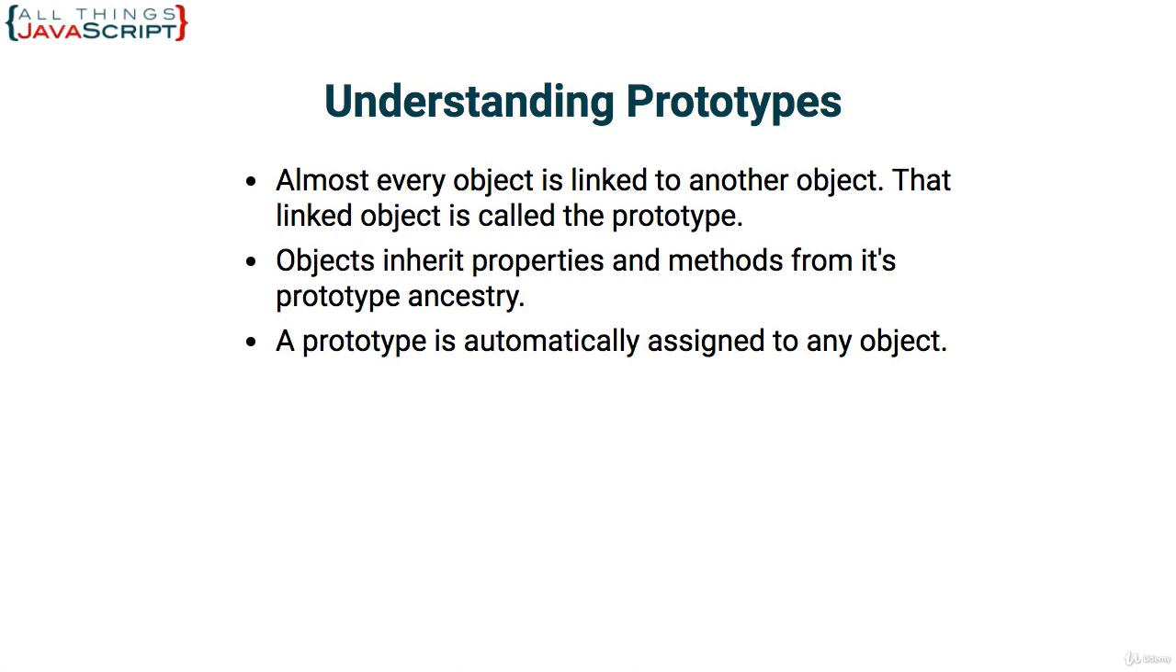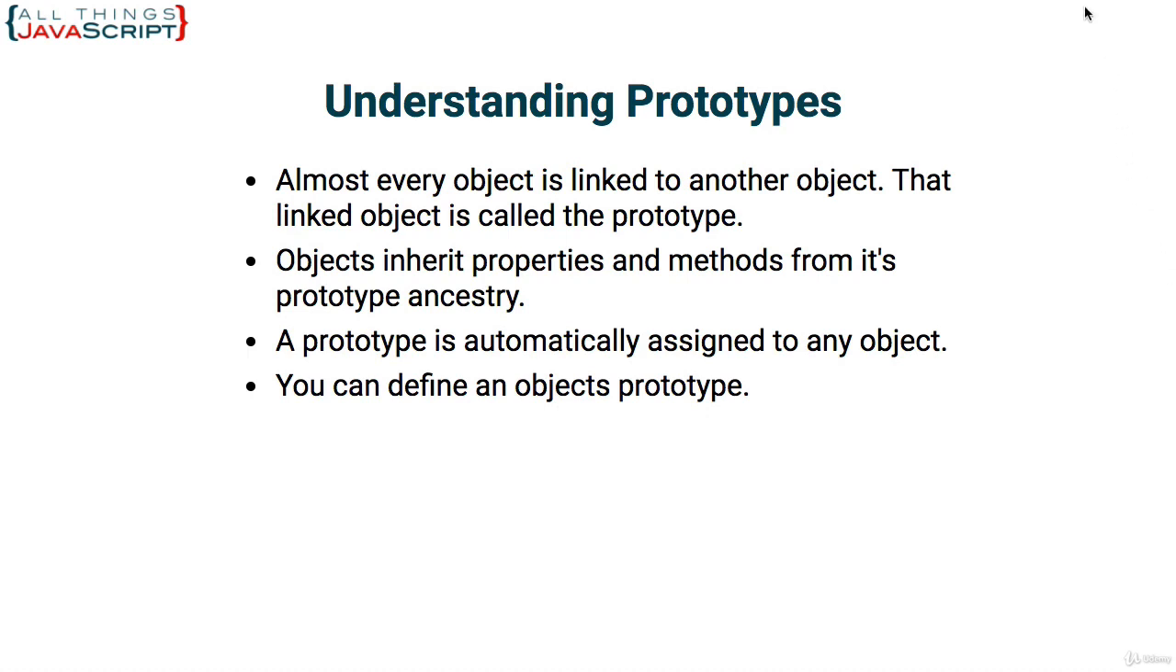Now, a prototype is automatically assigned to any object when it's created. Remember, other than the primitive types in JavaScript, everything is an object. So we're talking about arrays, functions, and of course JavaScript objects. And finally, you can define an object's prototype. That's where the power of the prototype comes in, when you're able to define what that prototype is. Our next tutorial will cover methods that can be used to define an object's prototype.